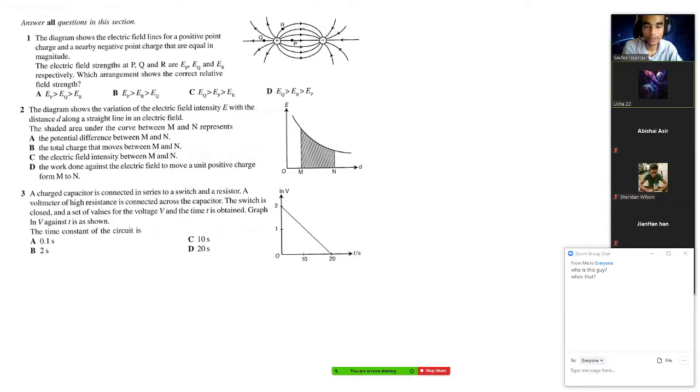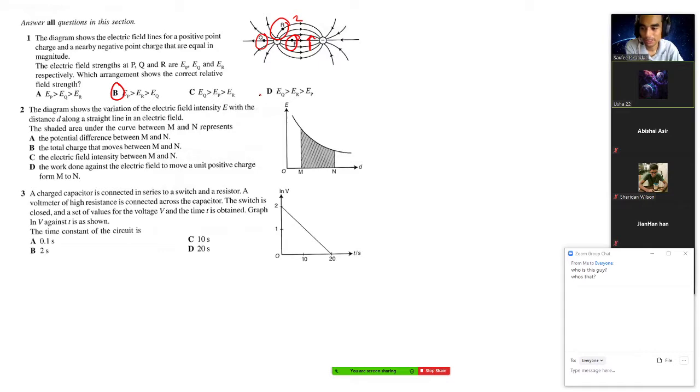So actually you have to see the density of the lines, how many lines there are at that point. P will have the highest density of lines, R will be the second, and Q will be the least. So the answer will be B. If you got it correct, congratulations. You have 1 mark here.